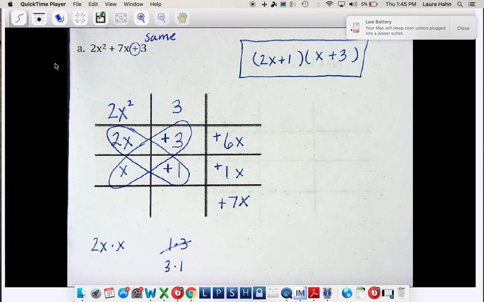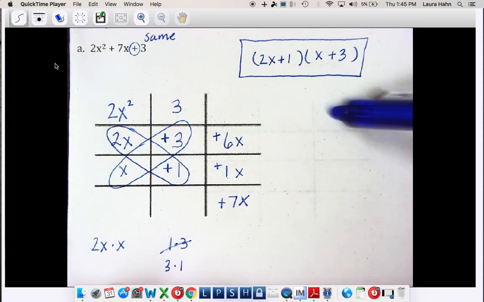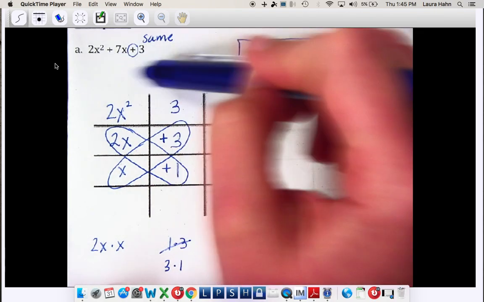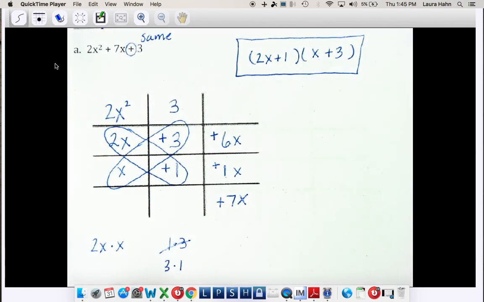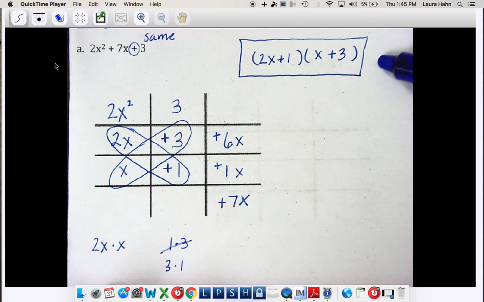Okay, so when you are done factoring, you can always check yourself by doing double distribution. So double distribute, simplify, and what you get should match what you started with. If not, you know you made a mistake. So you can always check your answer to see if you're right or wrong by double distributing this and checking that those match up when you're done.